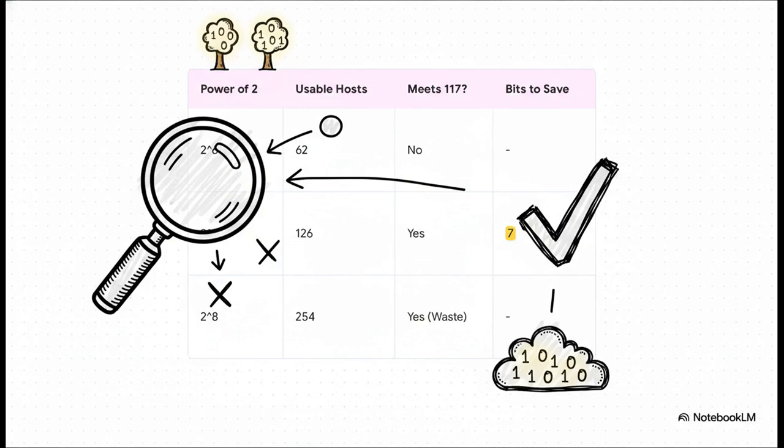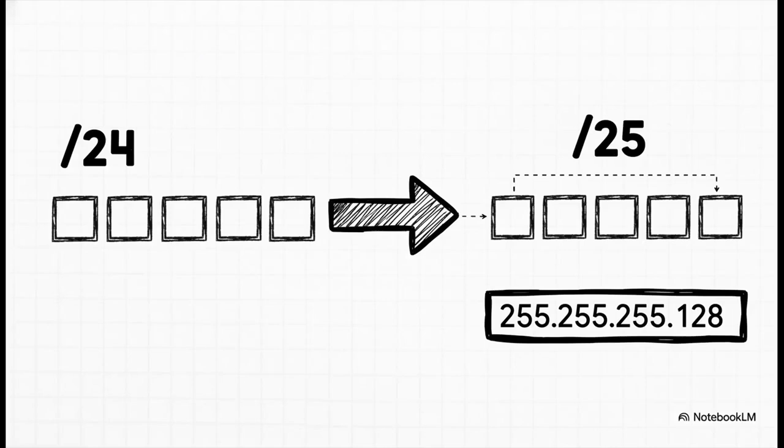This tells us we need to save 7 bits for our hosts. Now remember, our original /24 network gave us 8 bits for hosts. Since we've decided we only need 7 of those bits for our worker devices, what happens to that leftover bit? Well, we borrow it and we give it to the network portion of the address. And that one little change turns our subnet mask from a /24 into a /25. And just like that, our first custom-sized network is born.